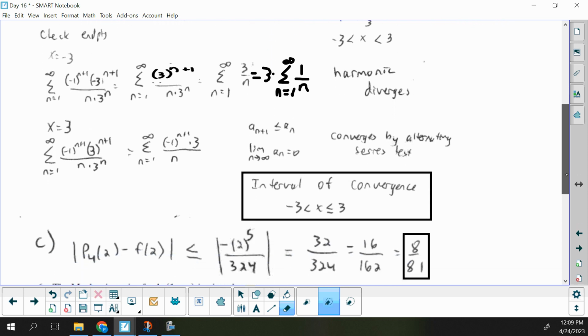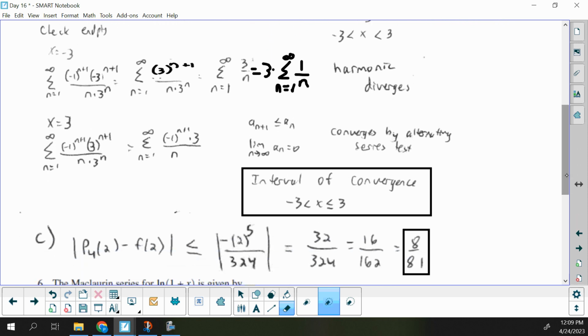When you put the 3 in, we have an extra 3 on top, but you have the negative to the n plus 1, so you can do your tests for convergence with the alternating series test. So the 3 is included, but the -3 is not.